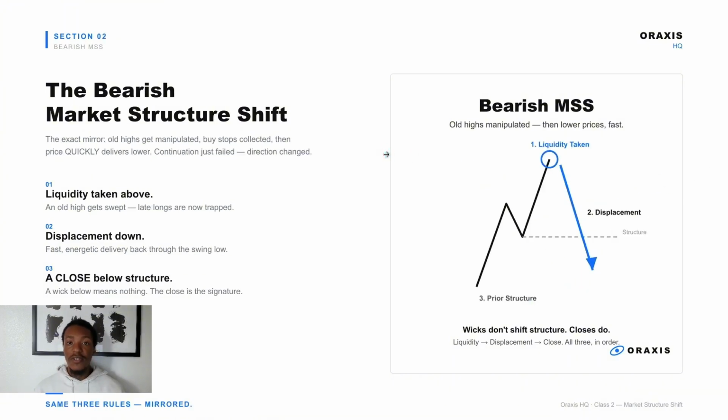And a bearish market structure shift is the exact same thing, just the opposite. Old highs get manipulated, buy stops get collected, and then price quickly delivers lower. The continuation just failed, and this shows that the direction has changed. So here, looking at this diagram, as you can see, we have our liquidity that was taken here, liquidity taken, displacement away, and what do we need? A closure through that swing point, and that candle closure has to be with the candle body. The wick can wick all the way down here, but if the candle body does not close through that swing point, it is not a true market structure shift.